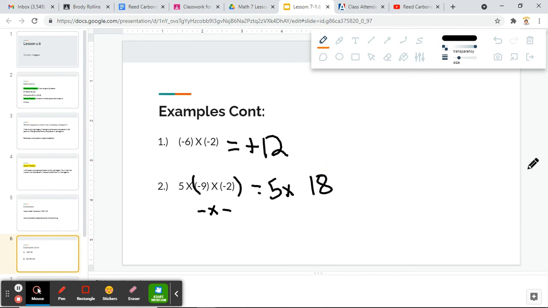All right, now we got to multiply 5 times 18. I know 5 times 20 is 100, and then we're subtracting 2 groups of 5 off that because we're not multiplying by 20, we're multiplying by 18. So that means 5 times 18 would be 90. And this is a positive 90 because we have a positive number times a positive number.